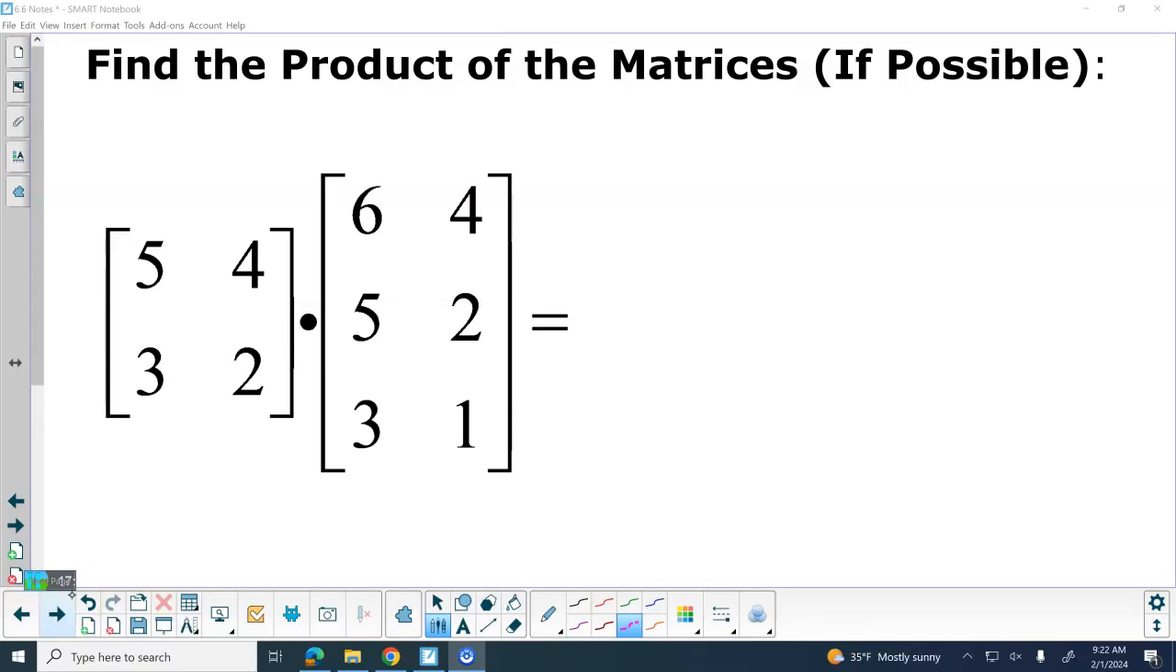Left matrix is a 2 by 2 matrix: 5, 4, 3, 2. Right matrix is a 3 by 2 matrix: 6, 4, 5, 2, 3, 1.